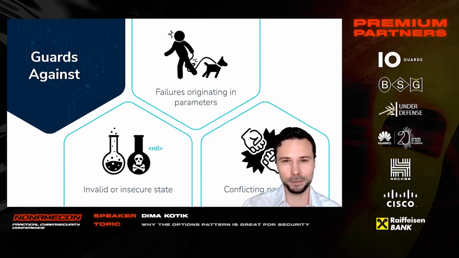And finally, conflicting parameters. It is very common for a security vulnerability to emerge not from one or two parameters, but from interactions between them. One parameter can undermine or make insecure another, or the combination of several can put your program into an insecure state. The option pattern can help you detect those conditions and cancel the execution before everything gets out of control.